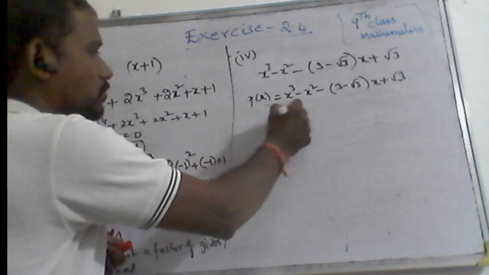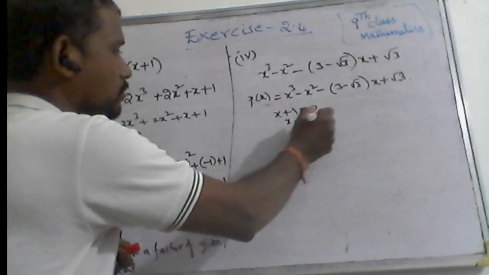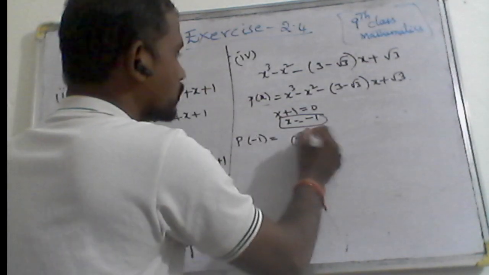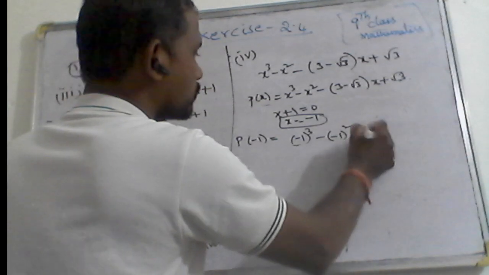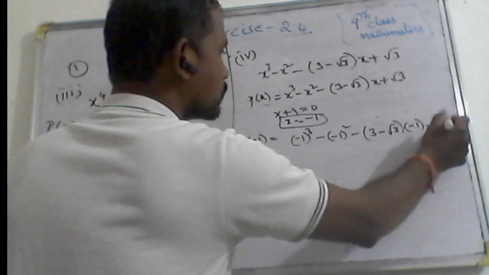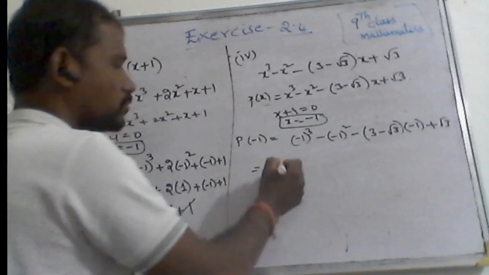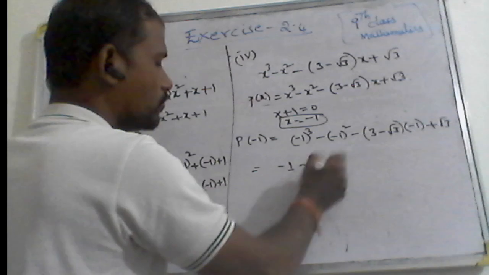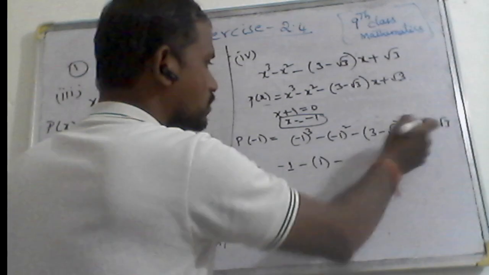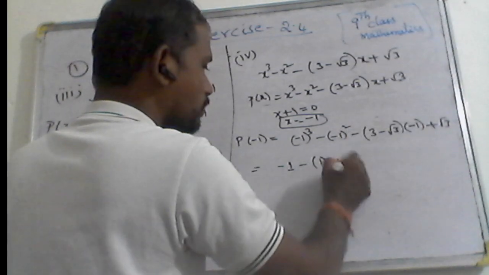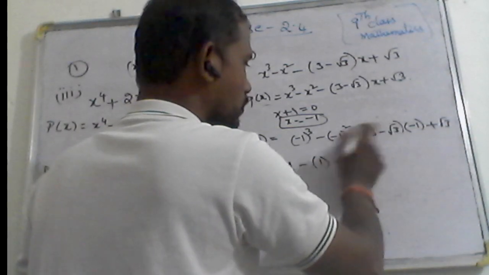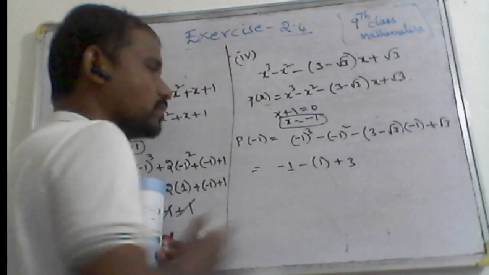So x plus 1 equal to 0, so x equal to minus 1. So P of minus 1 equals (minus 1) whole cube minus (minus 1) whole square minus 3 minus root 3 into minus 1 plus root 3. So (minus 1) whole cube means minus 1, minus (minus 1) whole square is plus 1. Next, minus into minus, minus 1 into minus, here plus 1.